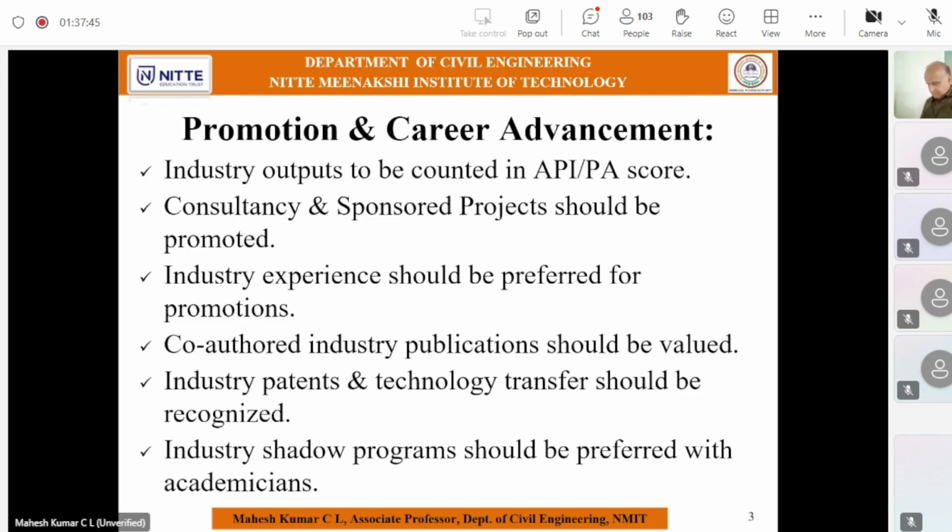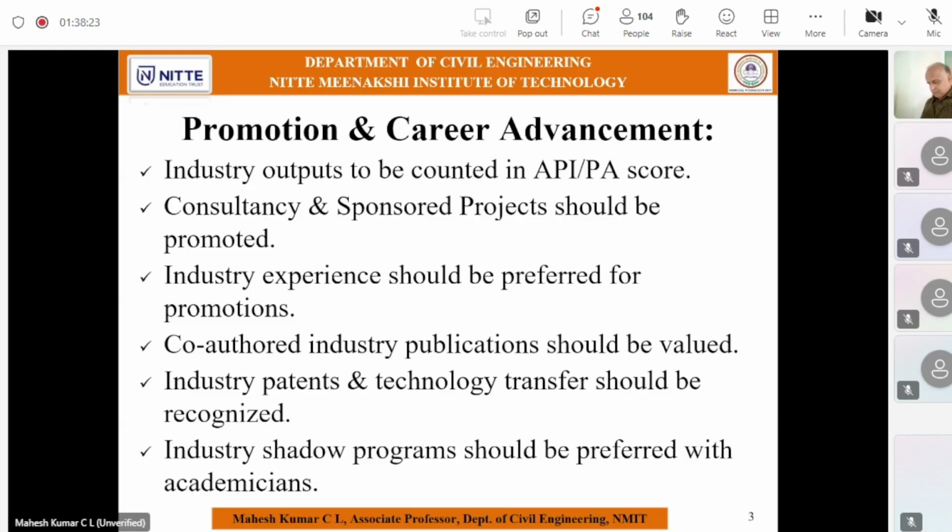There is a lot of industry output that could be counted in an API score, but generally people do not adopt that output as a major one. Consultancy and sponsored projects that come through industry are not taken into the career advancement scheme. We should make sure consultancy and sponsored projects are promoted compulsorily. Industry experience is not counted or preferred in promotions, so we should mandate a minimum of 2 to 3 years of industry experience to teach students.